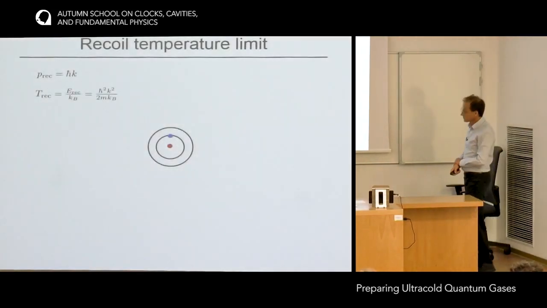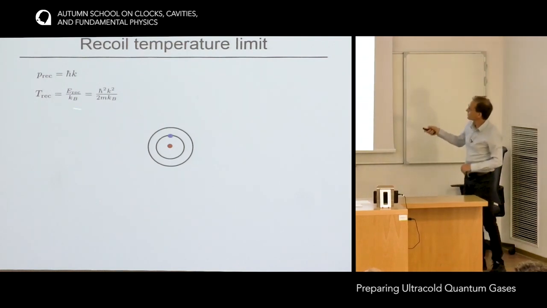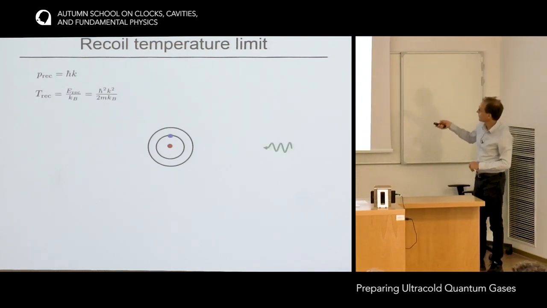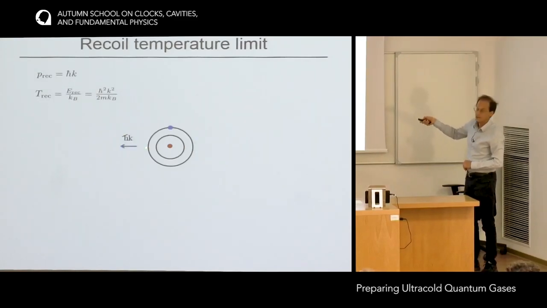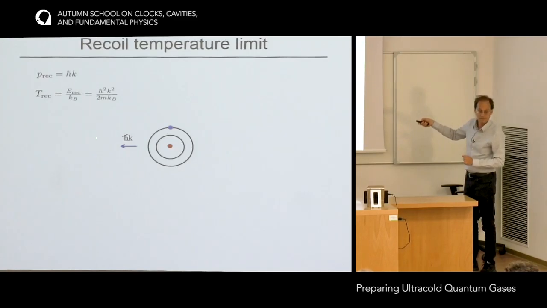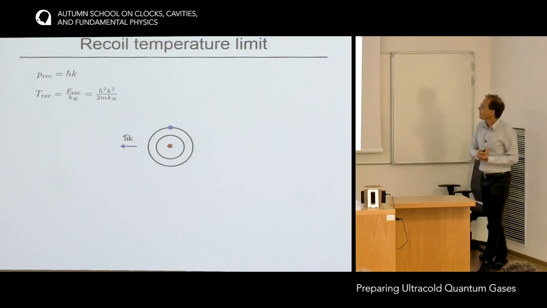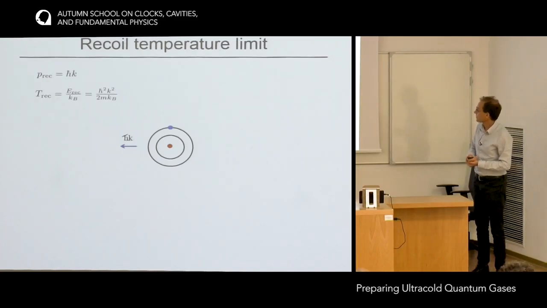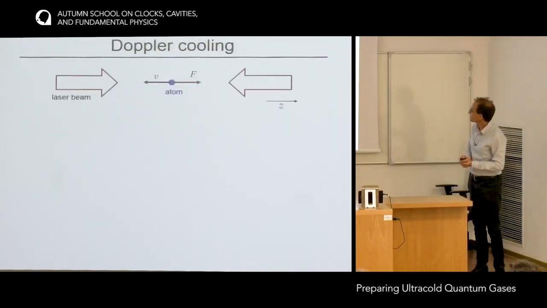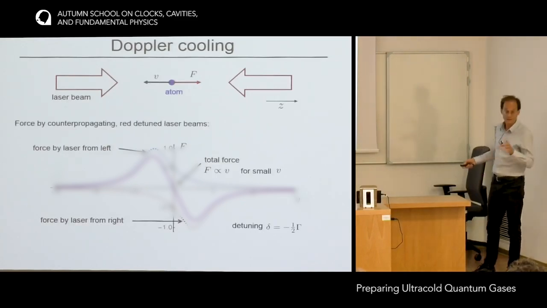Now, in a MOT we can't cool enough for BEC. First of all, there's of course a recoil limit. Even if you have a stationary atom, when a photon hits the atom, it gives it a momentum of h bar k. And if you plug this in here, you see that there's a temperature under which we can't cool easily, the recoil limit. But it's even worse. There's also a Doppler cooling limit.